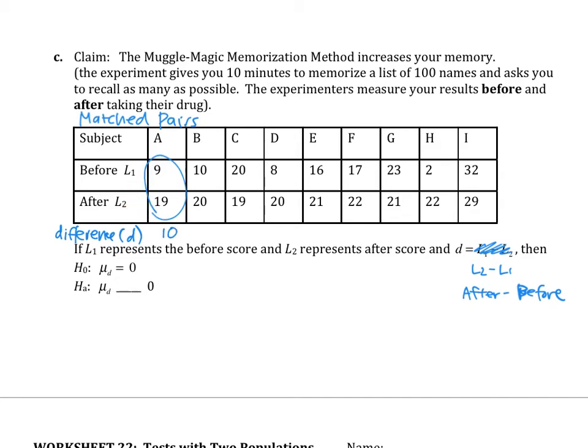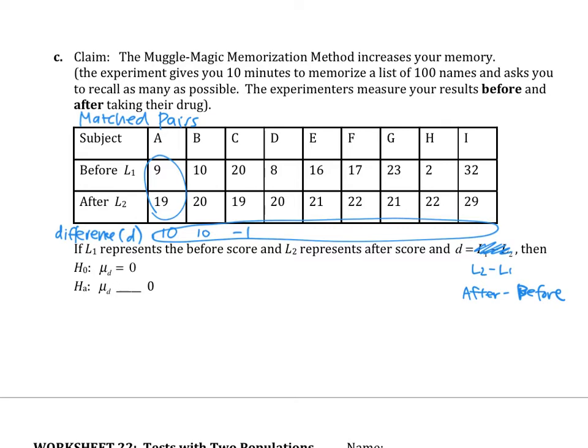And same for the second person. The first score is 10, and the second score is 20, improved by 10 points. The third person, unfortunately, didn't do so well. Started from 20, ended up at 19. That means lost a point, so -1, and so on and so forth. So this is a new sample that we're going to create. That's the difference, denoted as D.